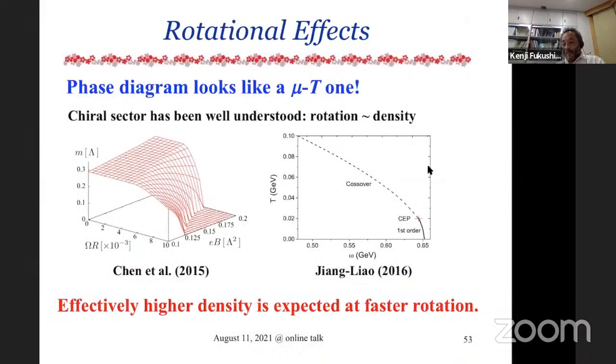So now you see, this is some calculation by my friend, Jinfeng Liao, and his student. And so the phase diagram looks very similar to the finite density phase diagram. Okay, instead of the chemical potential, now you have the angular velocity. Okay, and then the topology of the phase diagram is completely the same. And this can be easily understood from the analogy between the chemical potential and the angular velocity omega from the expression I showed.